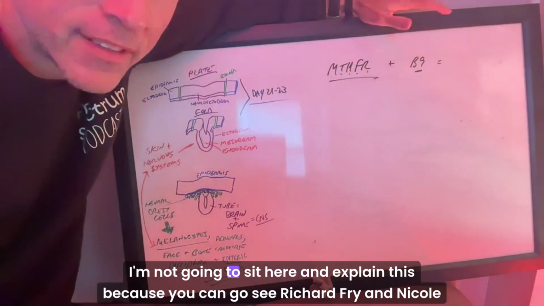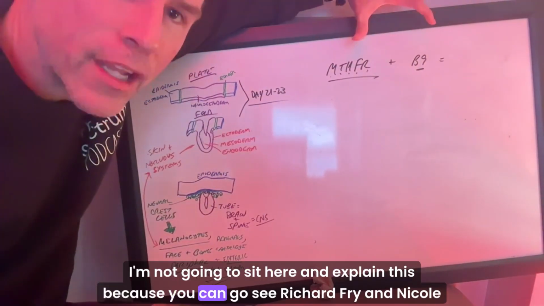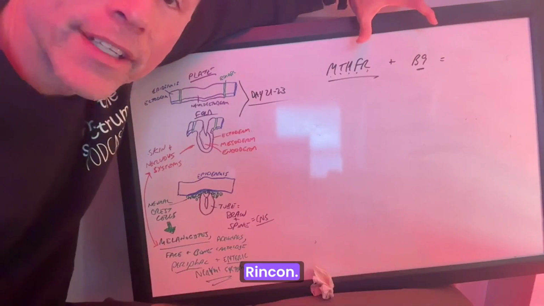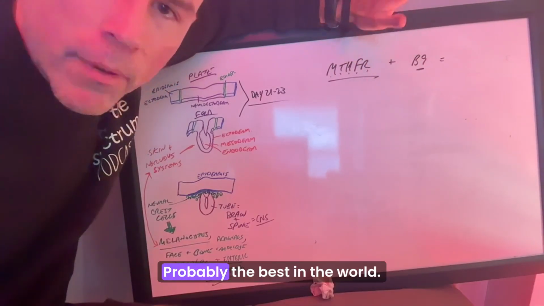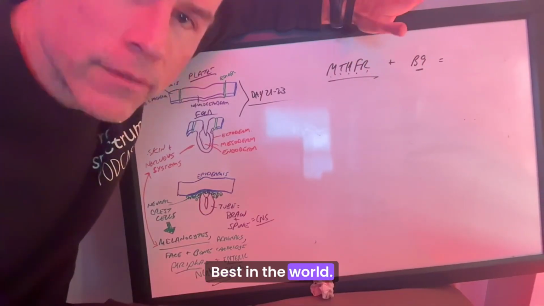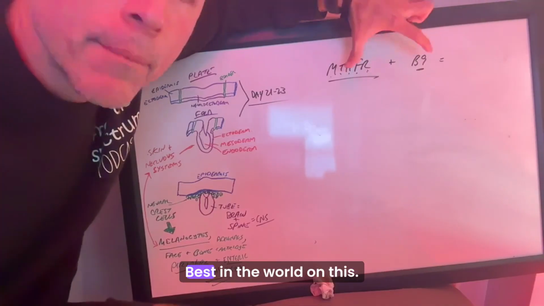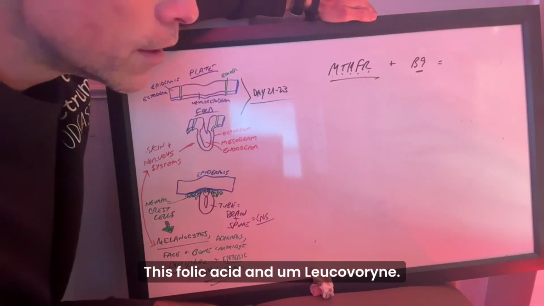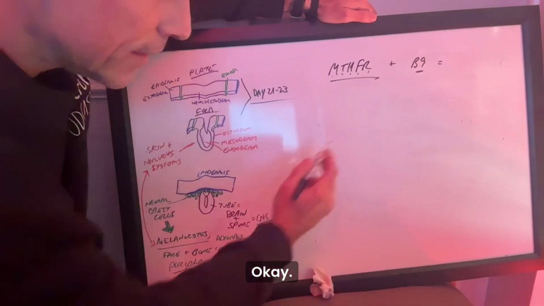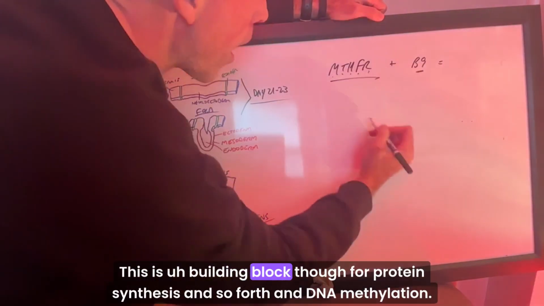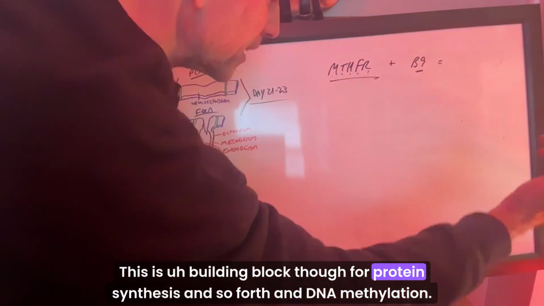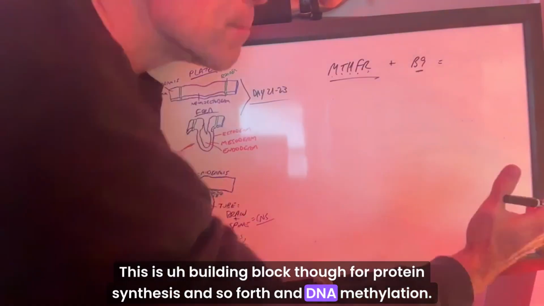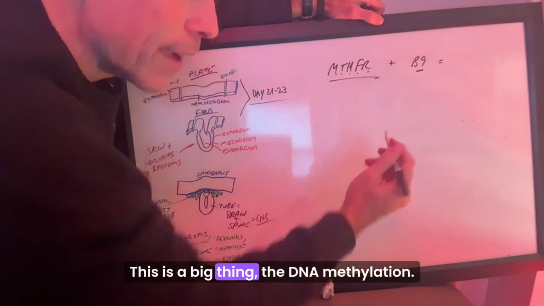Okay, I'm not going to sit here and explain this because you can go see Richard Frye and Nicole Rincon. Probably the best in the world. Best in the world. Former guest on the podcast. Best in the world on this. This folinic acid and leucovorin. Okay, this is a building block though for protein synthesis and so forth, and DNA methylation. This is a big thing.